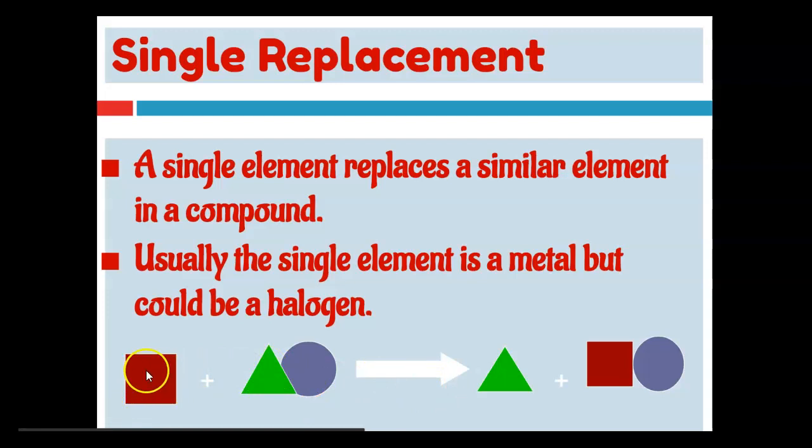This single thing replaces the green triangle in our example. You can see on the product side that the red square and the green triangle have traded places. And that's a single replacement reaction. The trick is something has to start off single, and at the end, something is still single. You always have an element and a compound on each side.